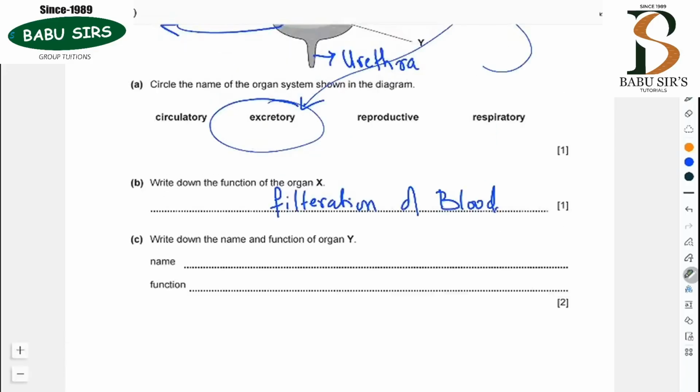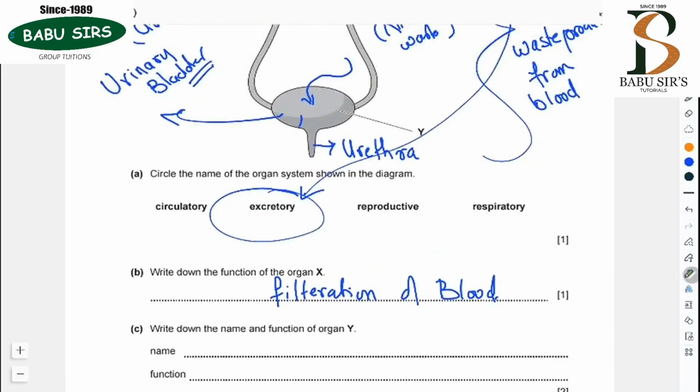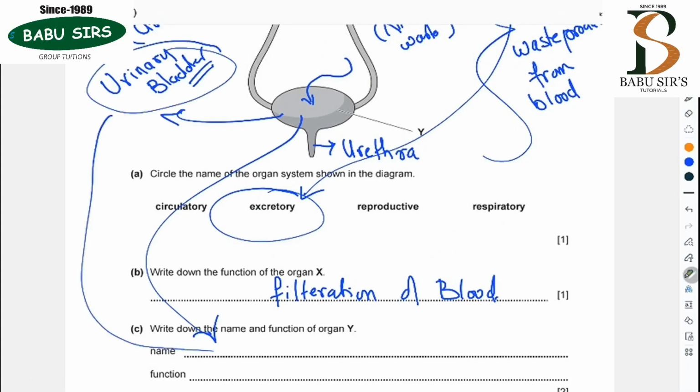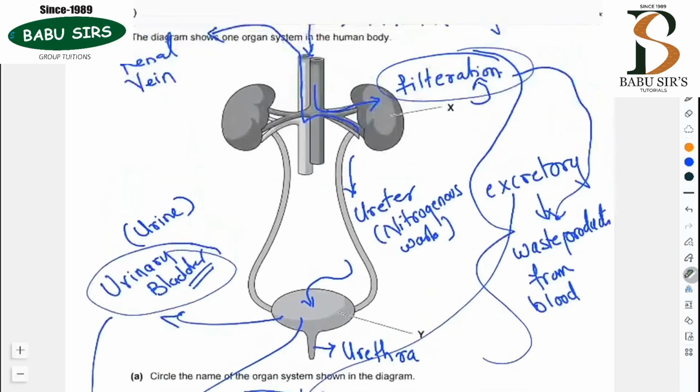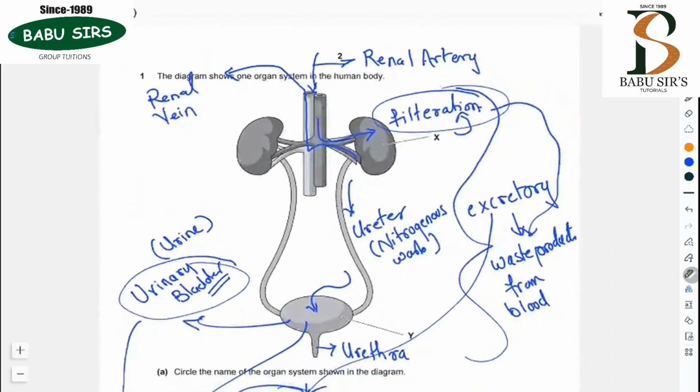Write down the name of the function of the organ Y. So this is the organ Y. You can see the name, it is written here. It is the urinary bladder. And what does it do? It stores urine. Any other question you get, you can use this entire diagram and answer any of the questions.